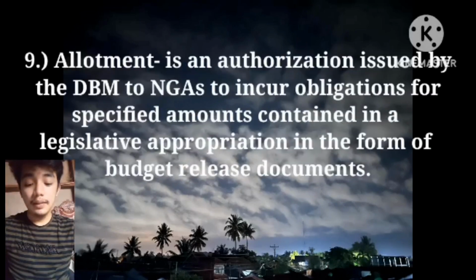Number 9, allotment. This is an authorization issued by the DBM to NGAs to incur obligations for specified amounts contained in a legislative appropriation in the form of budget release documents. So, allotment is the obligation of specified amounts contained in the legislative appropriation, and it also refers to the obligation authority.